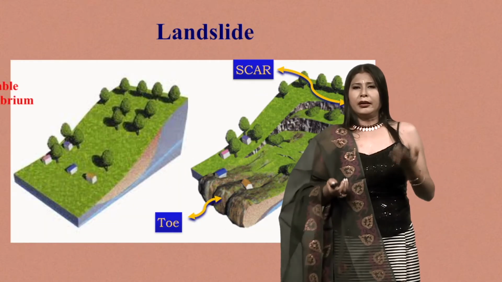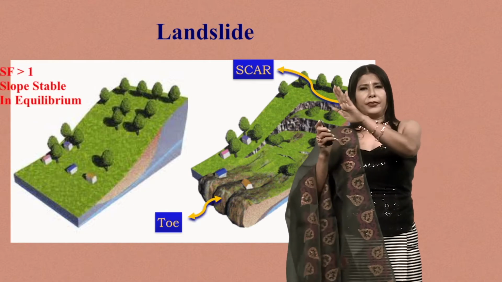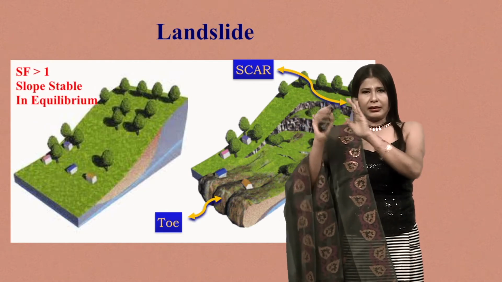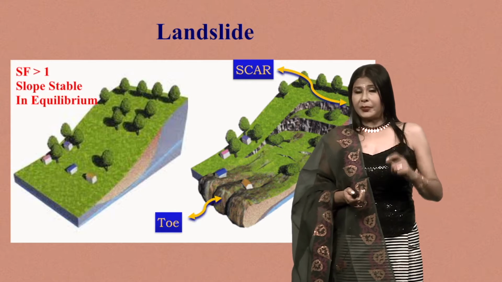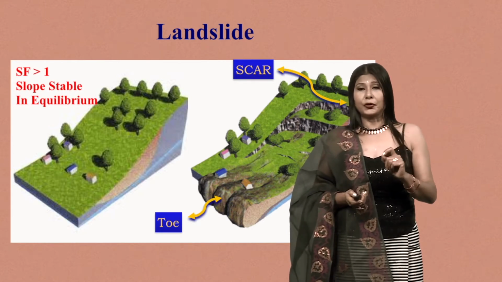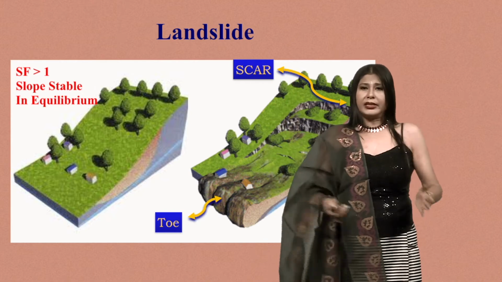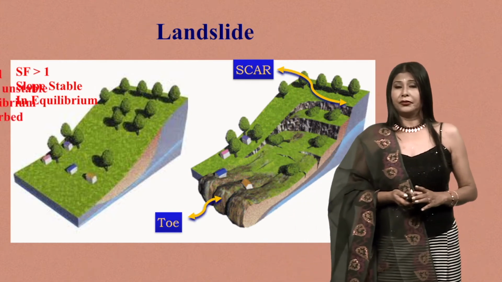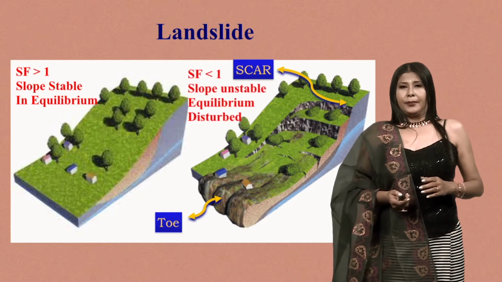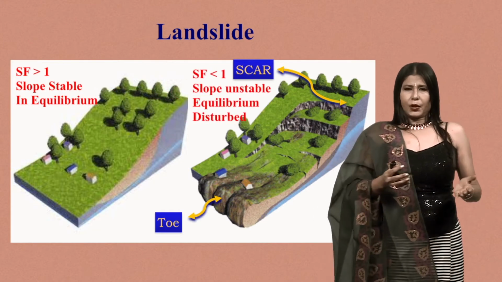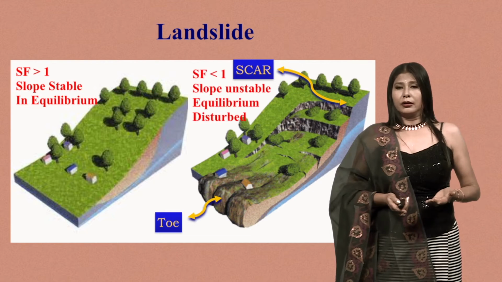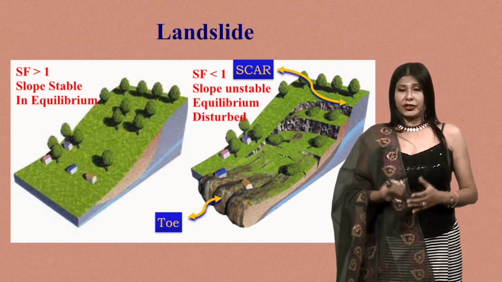So, here the slope is now sitting very happily, but a day comes that SF becomes 1, meaning the resistance force is less than the driving force. That is when the whole thing will start coming down in the form of a landslide. It can come down in steps, or the speed can differ depending on whatever situation has caused it.